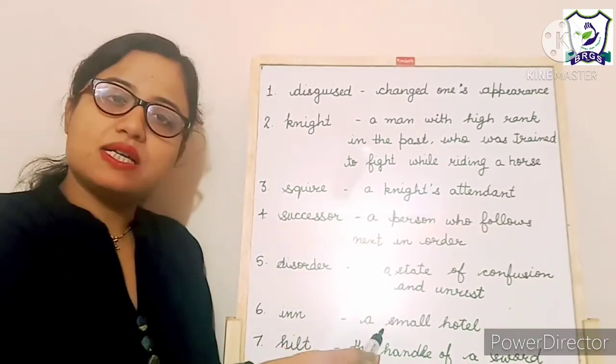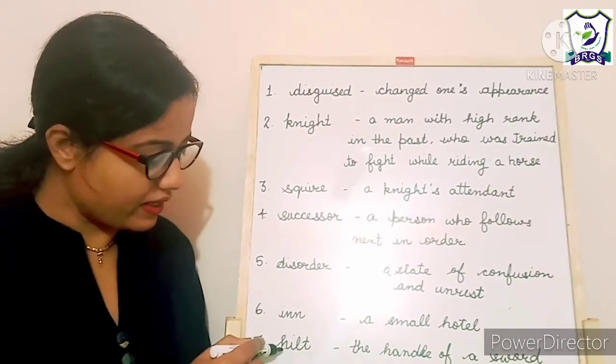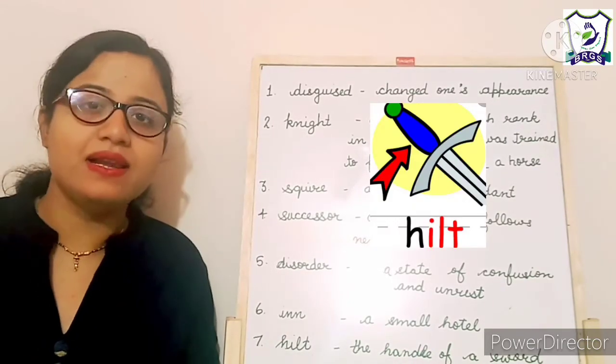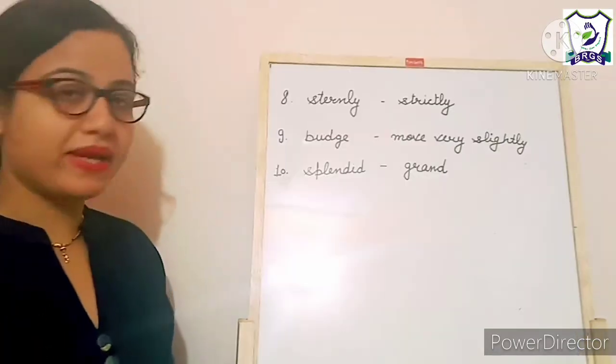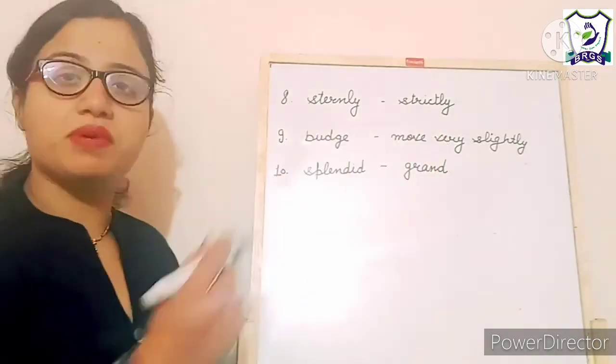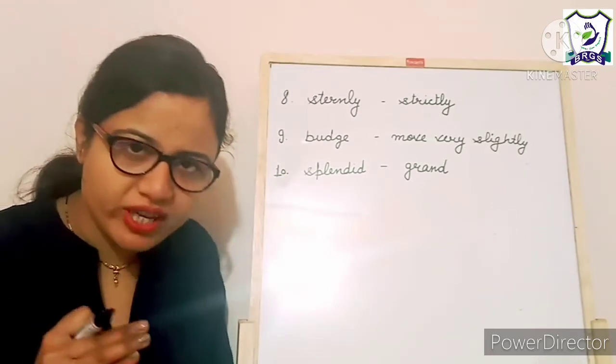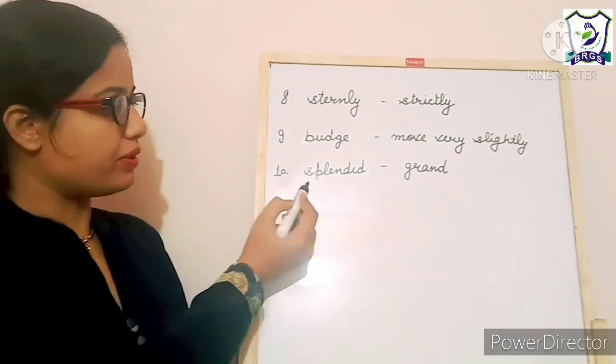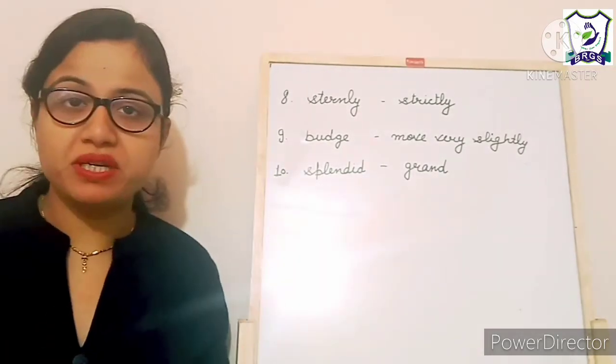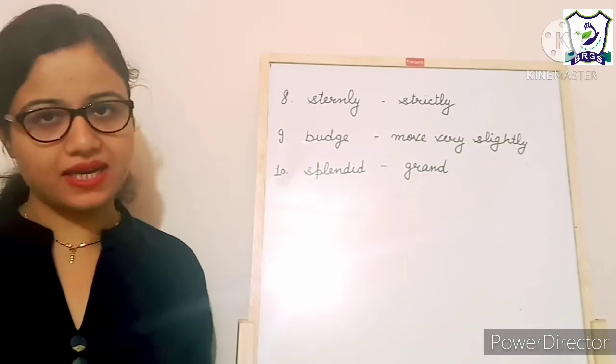Inn means a small hotel. Then hilt. Hilt means the handle of a sword. Number 8, sternly. Sternly means strictly. Then budge. Budge means move very slightly. Number 10, splendid. Splendid means grand, big, right?